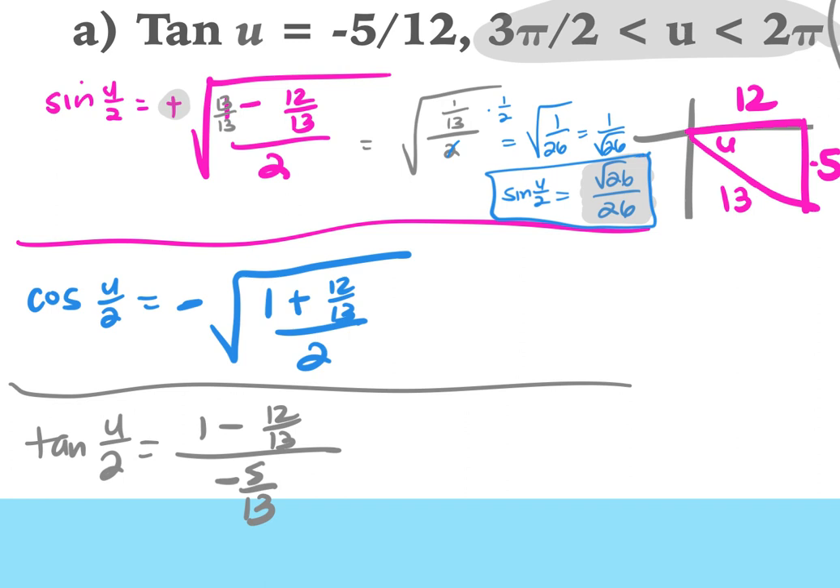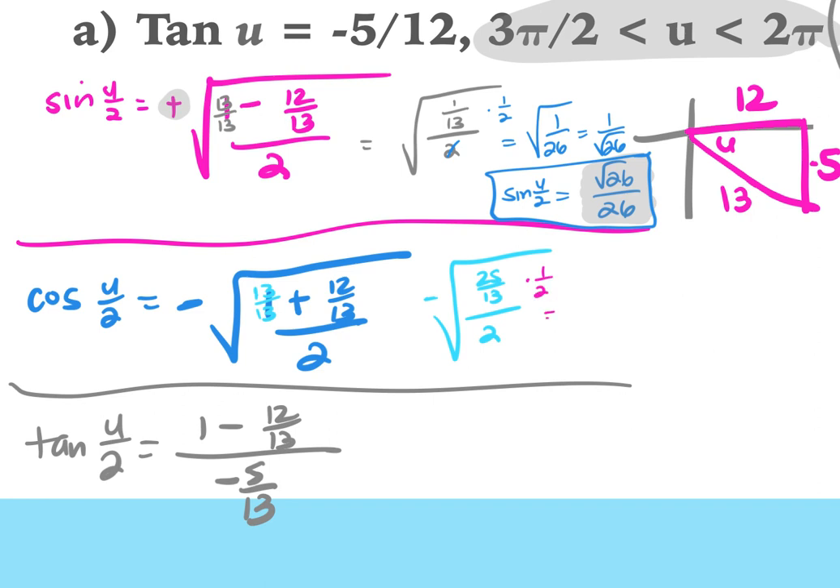Questions on that one? All right, then I go to cosine. So again, this is 13 over 13. This time it's plus 12, and there's a negative in front of my square root. So it's 25 over 13 over 2.